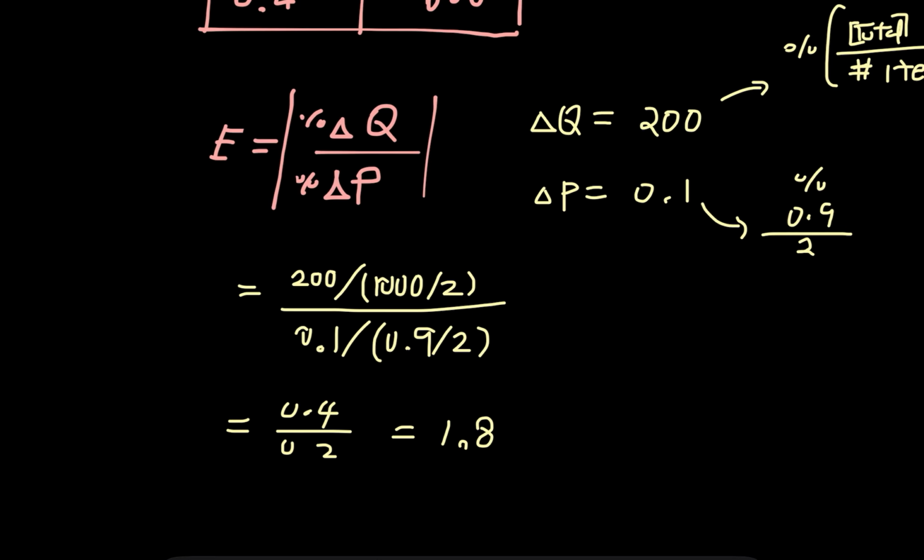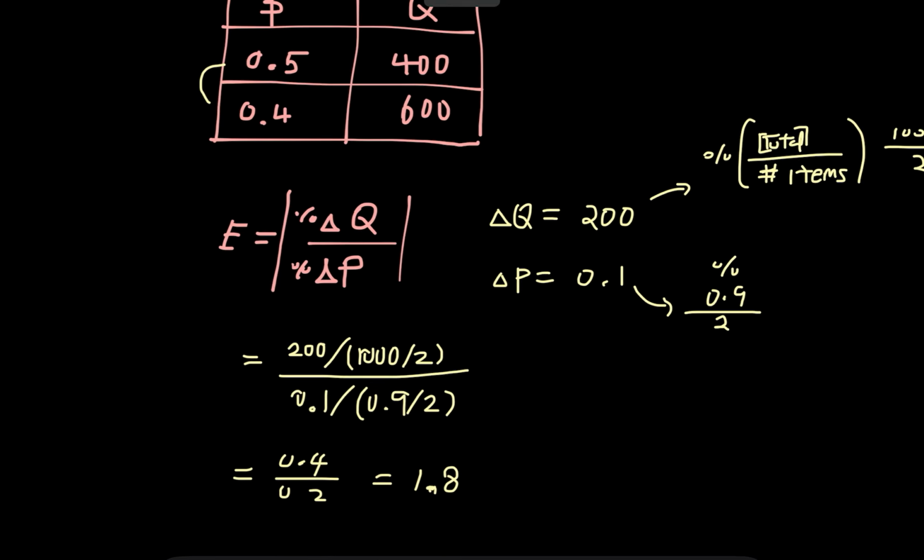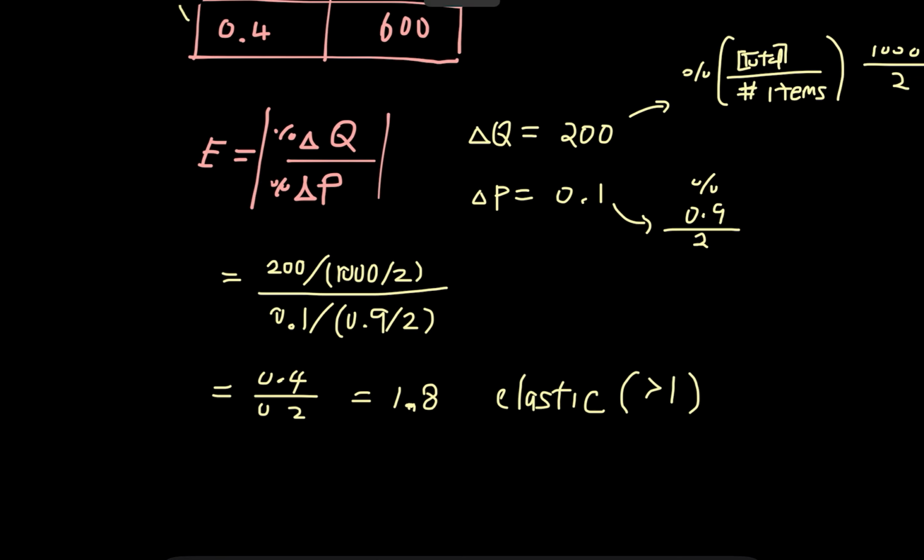Is this elastic or inelastic? Reducing the price increases the quantity sold. That means this is elastic. Elastic is when the value is above 1. And if it were inelastic, it would be beneath 1. So that would be like 0.5, 0.1, etc.